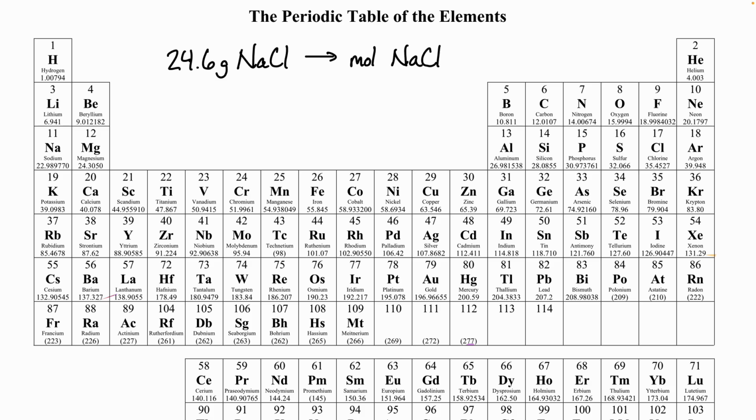So we've got the molar mass of one of those elements, sodium, and the molar mass of the other element, chlorine. And since our formula here is 1 sodium and 1 chlorine, to get the molar mass of that compound, we're going to have to combine these together.